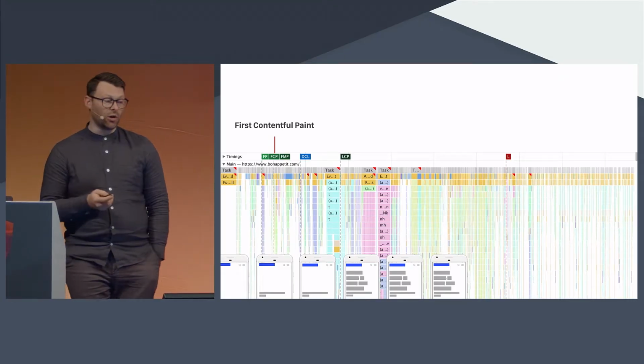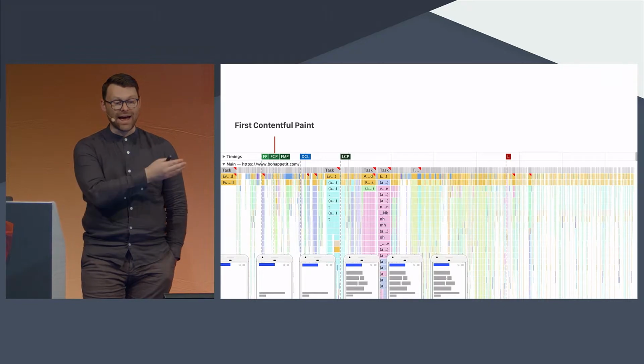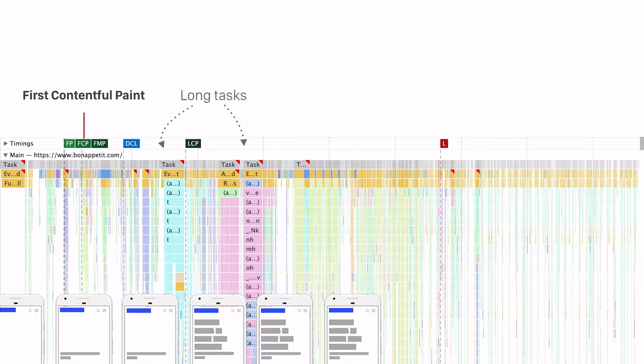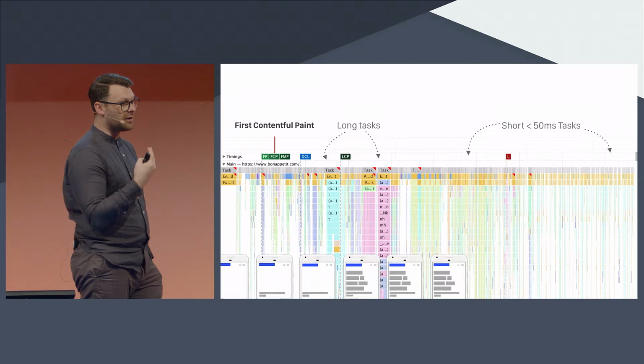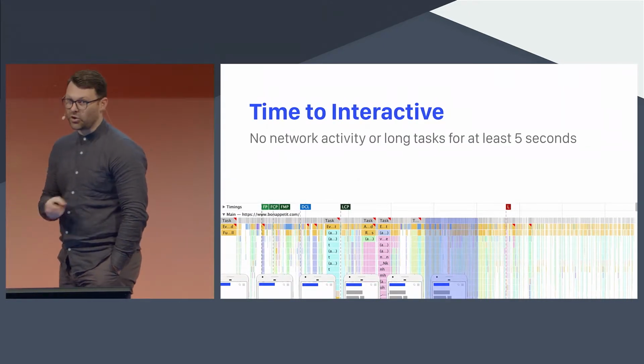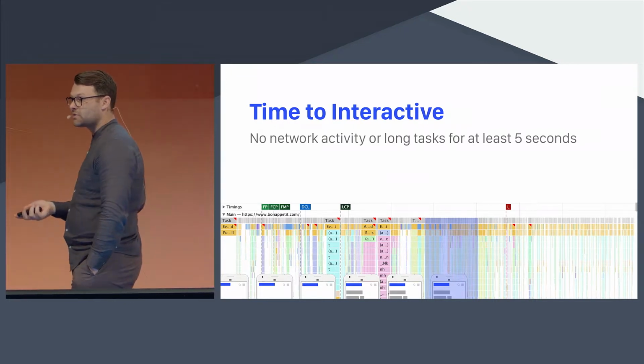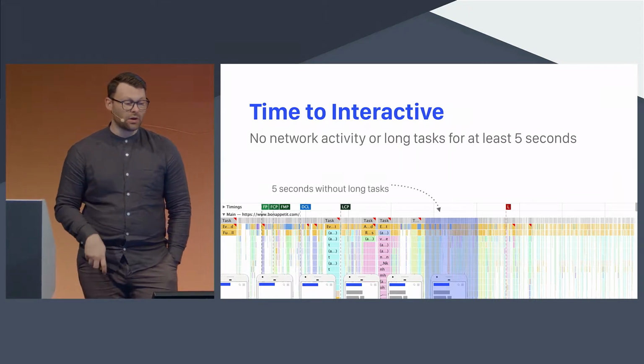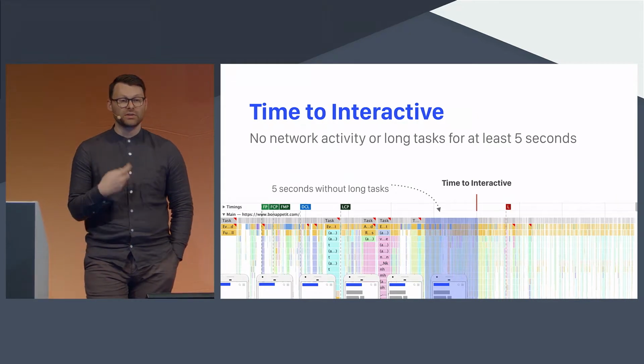The way that time to interactive is calculated, though, is we look for the first contentful paint, we analyze the main thread, and we're looking for tasks or JavaScript functions. Specifically, we're looking for tasks that run in less than 50 milliseconds. So if you imagine this timeline going across the screen, firstly, we look for the FCP event, and then after the FCP event, we're looking for a period where there's no network activity, so nothing is being loaded, and there are no long tasks for at least 5 seconds. So if we were to pinpoint that on this trace, this would be our time to interactive.